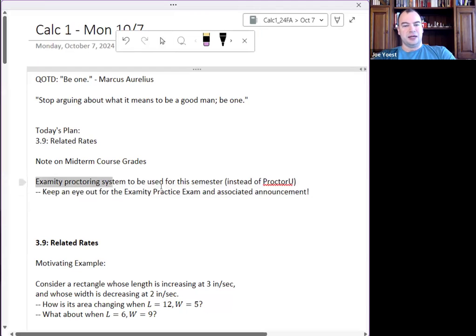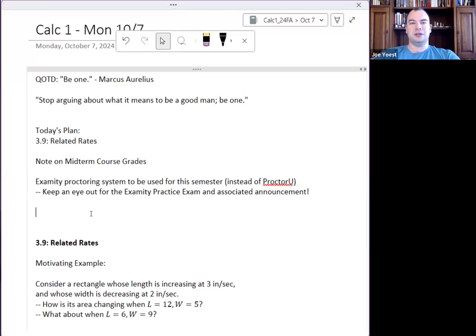However, we have actually got Examity through the end of this semester. We're switching over to Proctor U. The switch was supposed to take place this semester, but they kept Examity live for us because of these Proctor U challenges we're having. So we'll be using the Examity proctoring system. If you've used it before, it's the one that we've used for the past few years at CCAC.